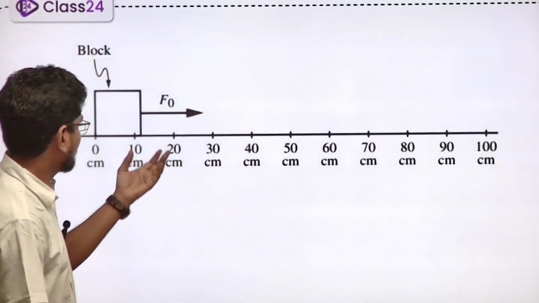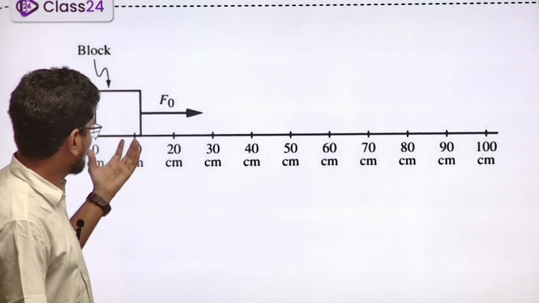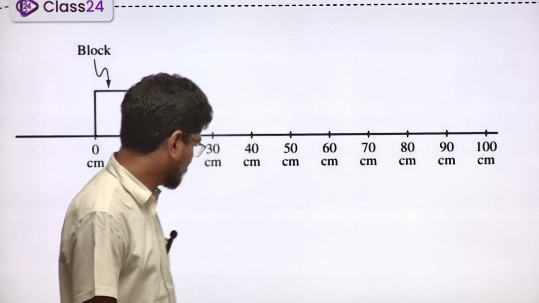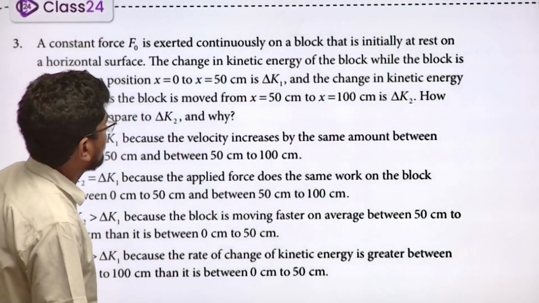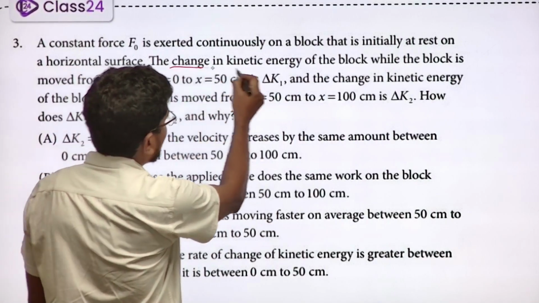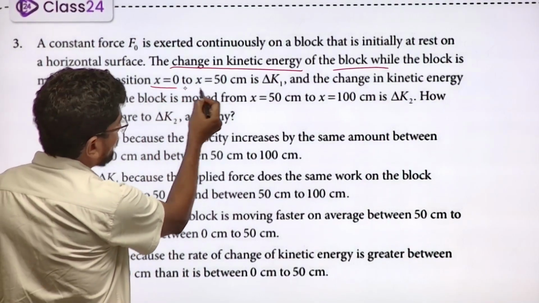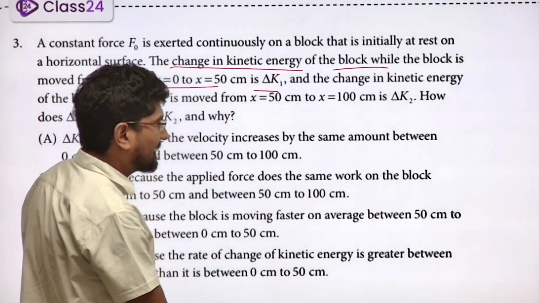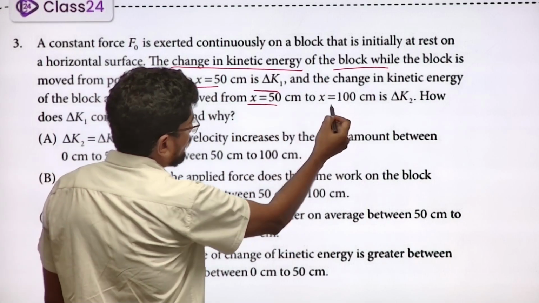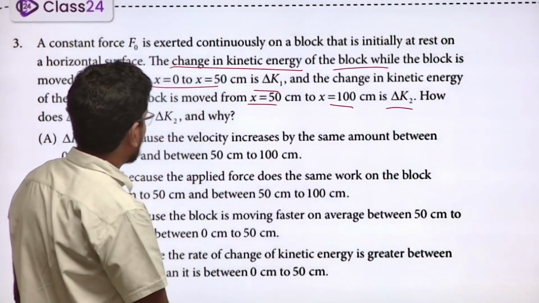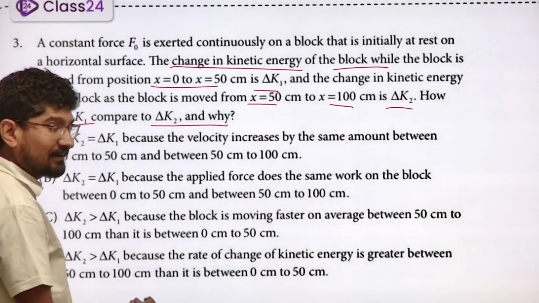In this question, a constant force F naught is applied on a block, and the block is moving from 0 to 100 meters. Now see what they want to ask in the question. It is given that the change in kinetic energy of the block when it moves from x equal to 0 to 50 is delta k1, and for the distance 50 to 100 the change in kinetic energy is delta k2. How can we relate and compare delta k1 and delta k2?